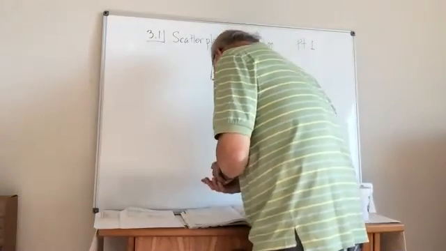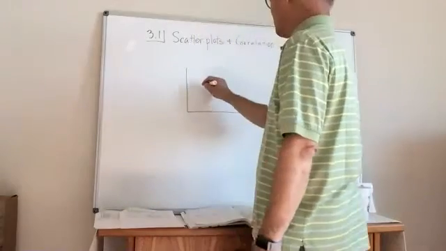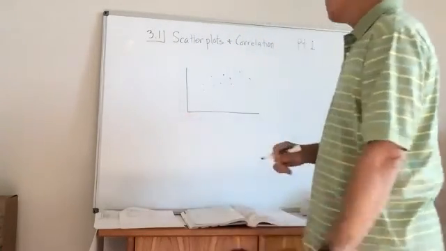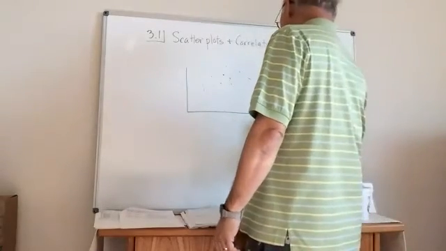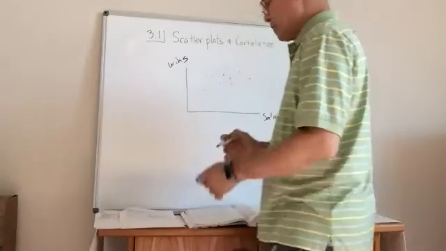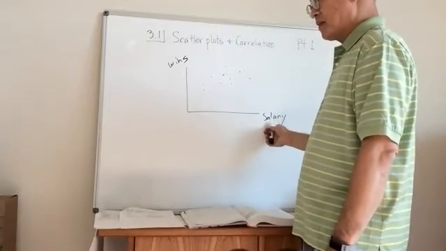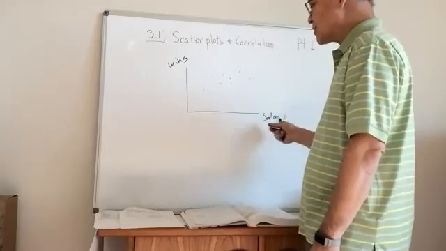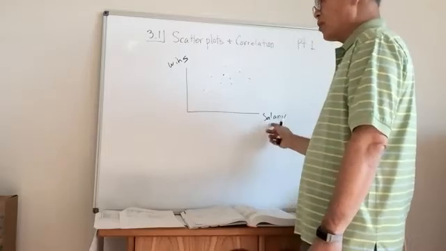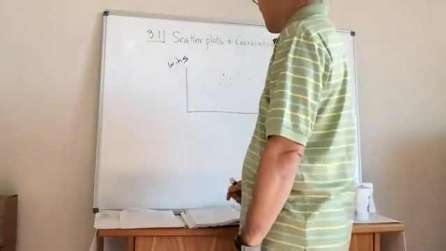The scatter plot looks something like this. This is the salary, and this here is the wins. What variable gets placed here on the x-axis? The explanatory variable, correct. The wins would be the response variable.